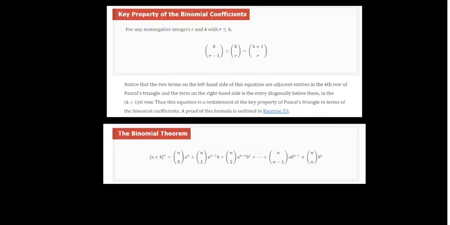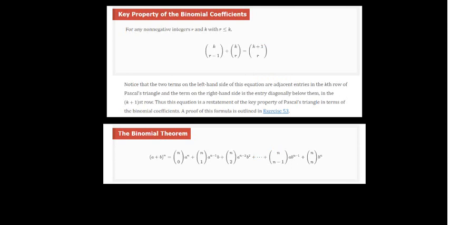Alrighty, so the key properties of the binomial coefficients. For any non-negative integers r and k with r less than or equal to k, we have the formula you see there. Notice that the two terms on the left-hand side of this equation are adjacent entries of the kth row of Pascal's triangle, and the term on the right-hand side is the entry diagonally below them in the k plus first row. Thus, the equation is a restatement of the key properties of Pascal's triangle.